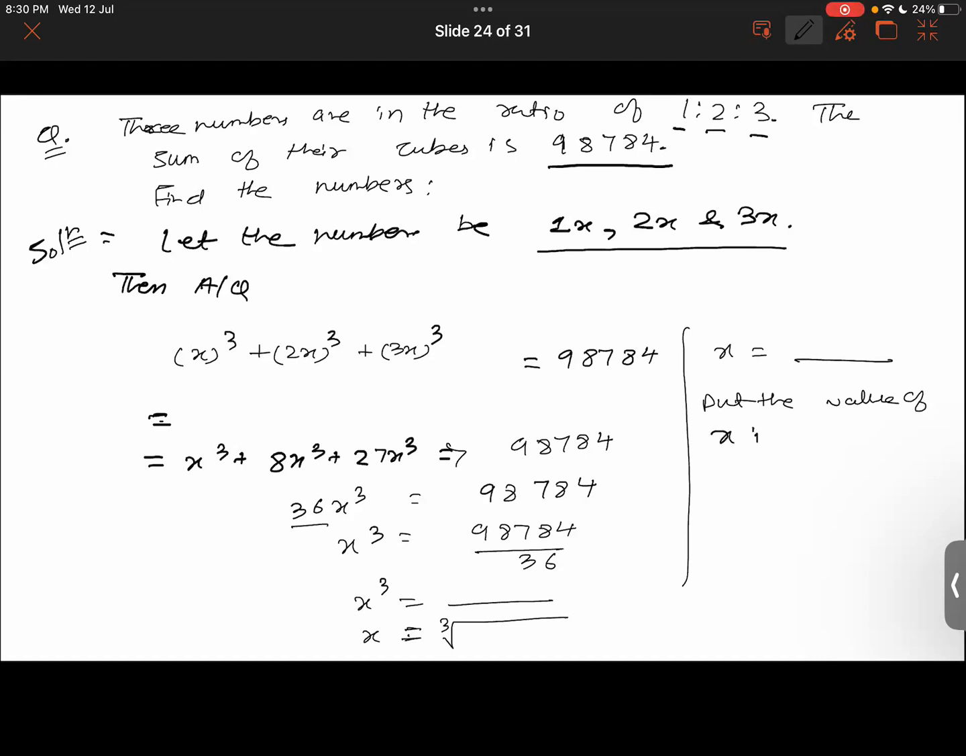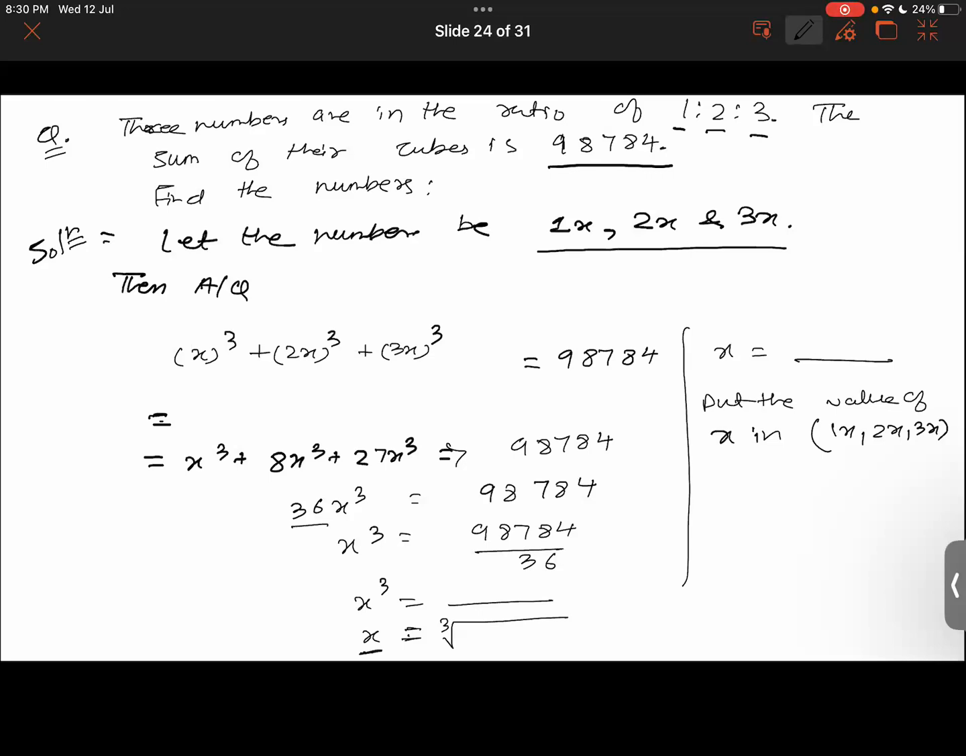Put the value of x in 1x, 2x, 3x. Sir, I've sent it. You have sent it, no? Okay. So Ahmed, from here you will be able to find the value of x, then put that value into 1x, 2x, and 3x. Those will be your required answers. Okay, so I'm checking your answer. Okay. Sir, I got the answer, x equals 2744. Very good. Yeah, that is correct here.